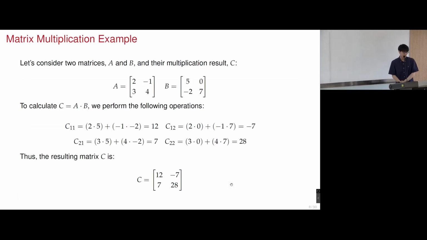Okay, so I'm going to start by giving you examples. So let's consider two matrices, A and B. And we're going to assume that the multiplication result is going to be C, right? So we have A and B, which are 2 by 2 matrices, and we're going to do some multiplication. So we want to calculate AB. We perform operations like that. So C11 is 2 times 5 plus minus 1 times minus 2, which is 12, something like this.